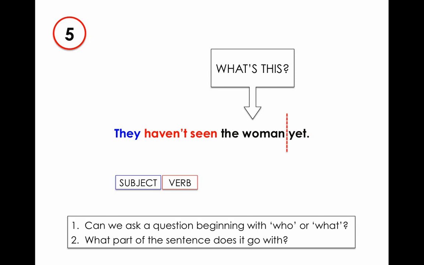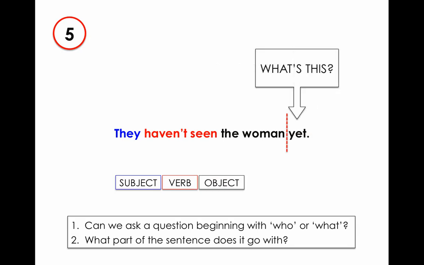So the phrase the woman is the object. We know that because we can ask a question beginning with who that gives the woman as the answer. Who haven't they seen? The woman. Who haven't they seen yet? The woman. Okay, so we've got the object there, but there's something left here. We've got yet. Now we can't ask a question beginning with who or what that gives us yet as the answer. You can pause the video and try it, but you won't be able to do it. So we go on to the second question. We ask, what part of the sentence does yet go with?